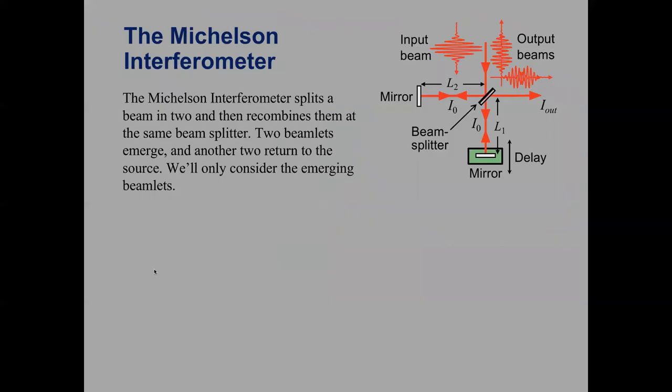So, moving forward with this idea that we can move this mirror: the original Michelson interferometer did not have a movable mirror. It just had two equal path length beams. But we get many more applications for the Michelson interferometer if we have the ability to move one of these mirrors. So let's take the Michelson-Morley experiment and build it again.